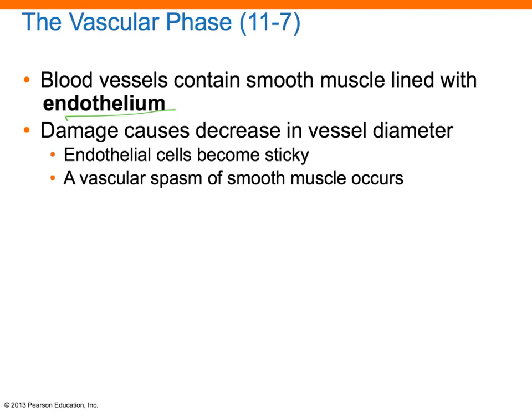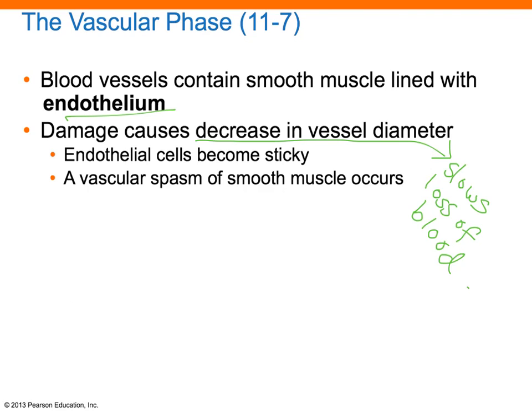The contraction will cause the vessel to decrease in diameter. The contraction or the spasm slows the loss of blood, and this lasts for about 30 minutes. So when this decrease in the vessel diameter takes place, loss of blood is slowed. So I'll just write here, slows loss of blood. And this lasts about 30 minutes. The 30-minute period, this entire 30-minute period, is the vascular phase.